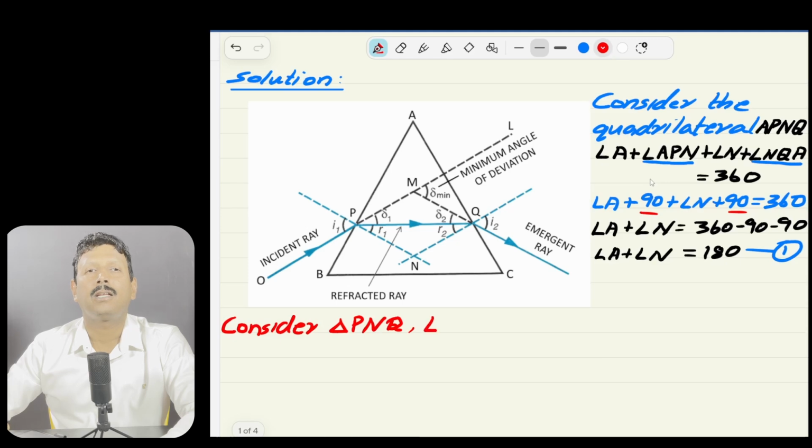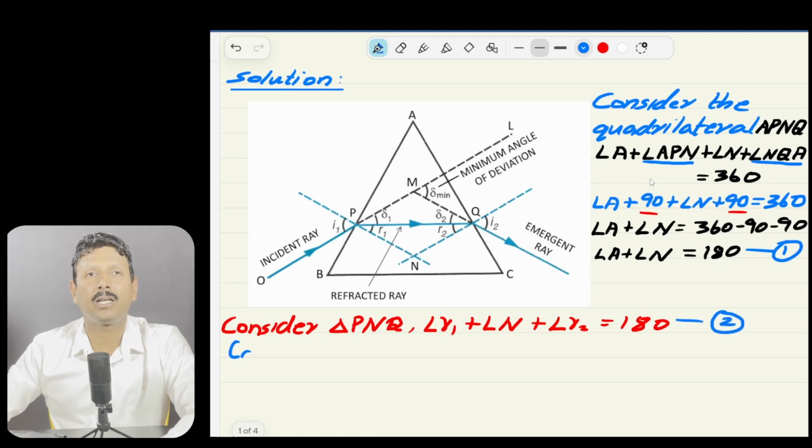Okay. Now this is the time to consider the triangles. There are 2 triangles, below and above the refracted ray. First one is below the refracted ray. The triangle name is PNQ. Angle sum property 180 we are using. So look into the diagram carefully. Angle R1 plus angle N plus angle R2 is equal to 180 degree. Okay, this is equation number 2.